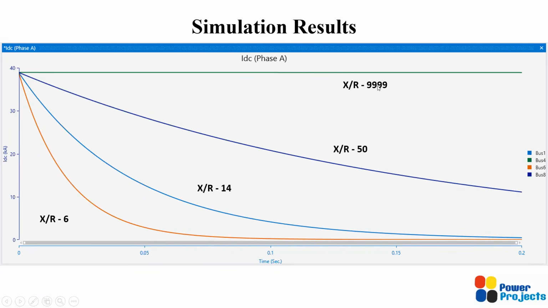If X by R is infinity, the breaker has to break 40 kiloamps DC current, whereas at X by R 50, it has to break about 30 kiloamps. And if it is X by R 14, then probably it has to break only about 10 kiloamps.